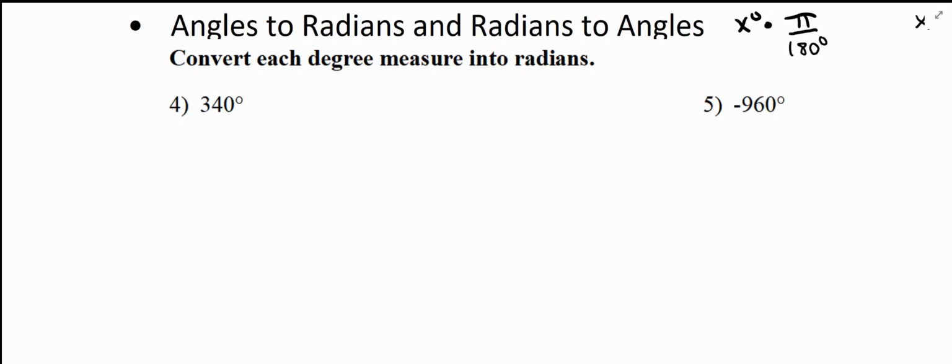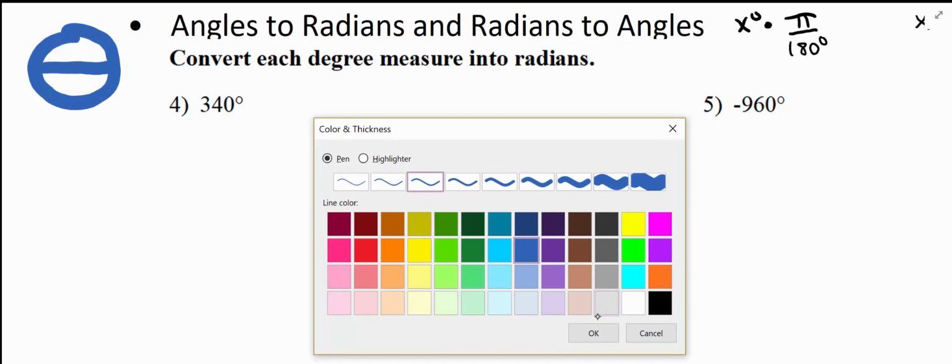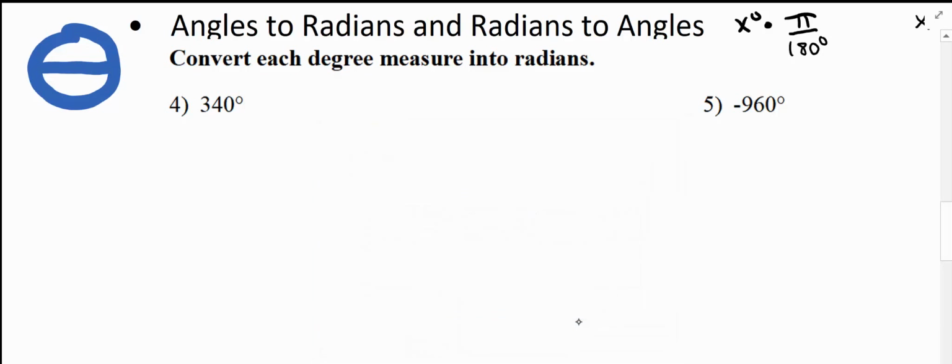All right, now you're going to work on converting angles to radians and radians to angles. So remember the formula. You take the degrees that you're working with and you multiply it by pi over 180. Remember, they're the same measure if you're looking at a unit circle. Half of a circle is 180 degrees, and half of a circle is pi.